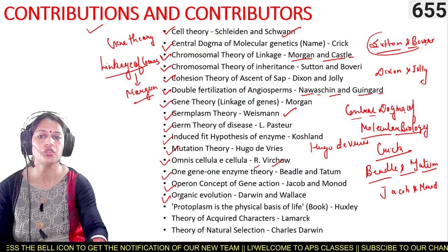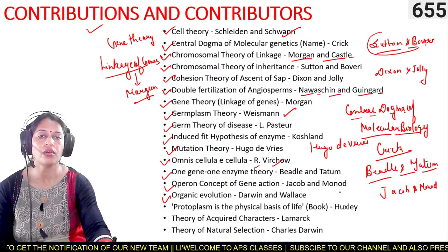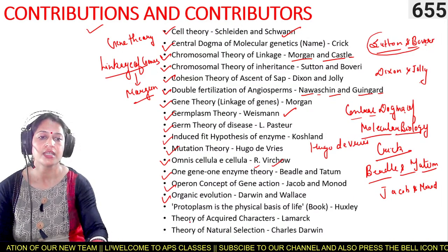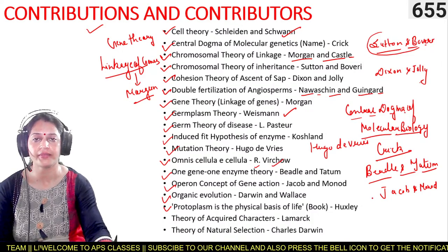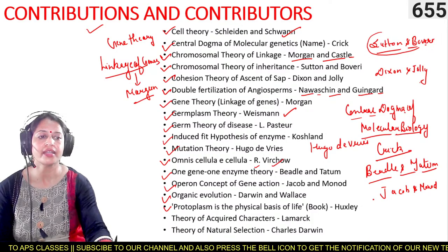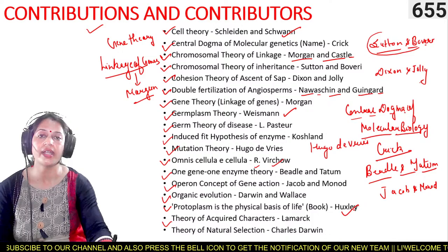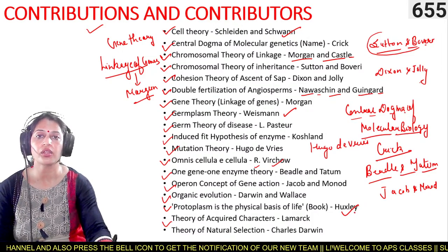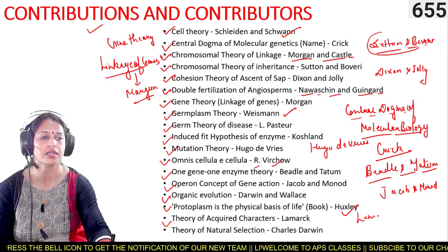Next is organic evolution, and this is the contribution. The main contributors are Darwin and Wallace. Next contribution is protoplasm is the physical basis of life, and the contributor is Huxley. Next is the theory of acquired characters, and the main contributor is Lamarck.